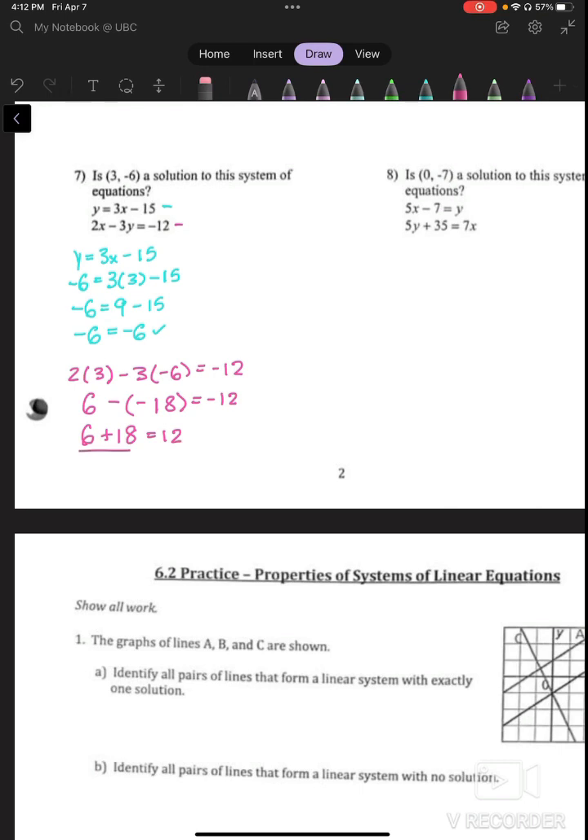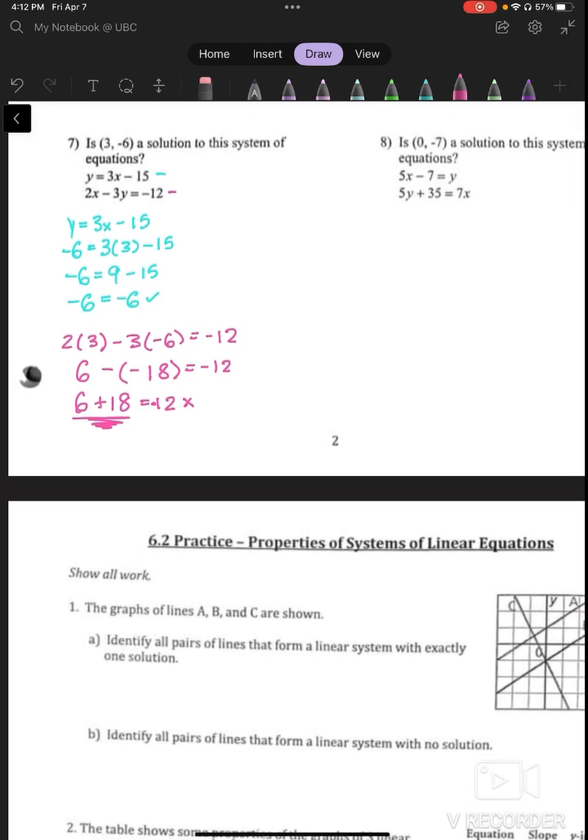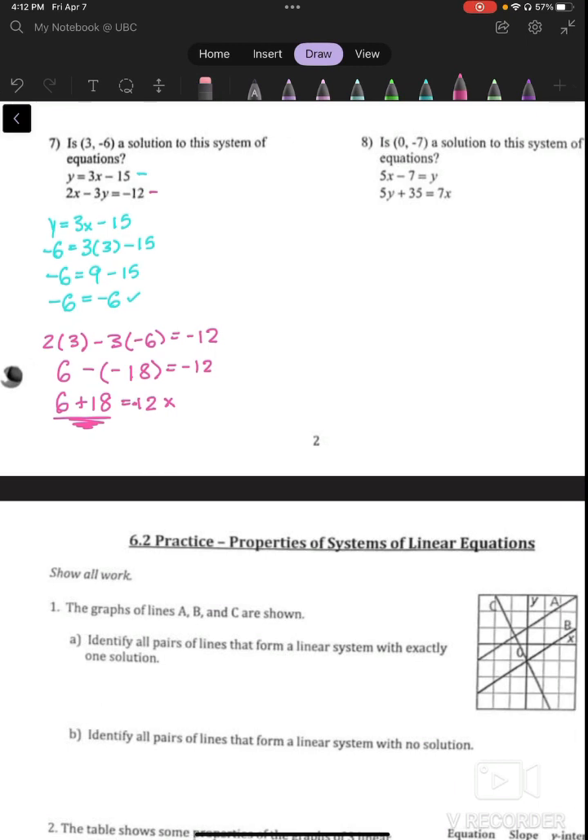And you can already see that this is not going to give you a -12, so this equation cannot be true. And that means that the point 3, -6 does not lie on this line, and therefore it is not a solution to the system. Otherwise, the point would have to lie on both the lines, and then you would know that the lines intersect at that point.